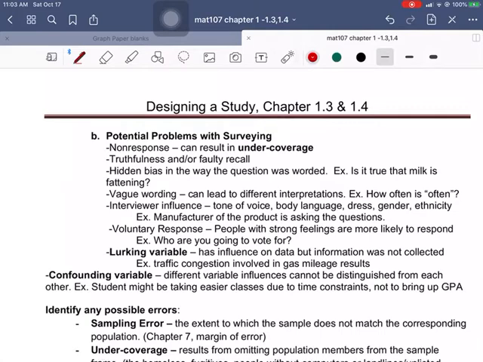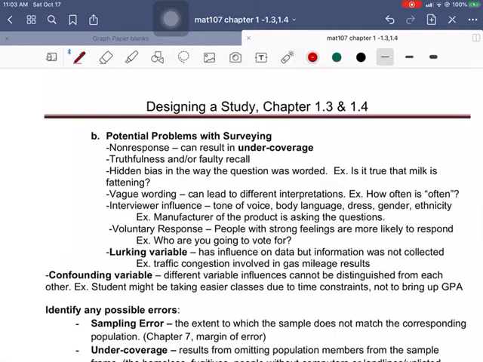And then you have interviewer influences: tone of voice, body language, dress, gender, ethnicity. Sometimes when the manufacturer of a product is asking the questions, they can ask it in such a way that it manipulates what your responses are. If your teacher is asking you about things, you may be intimidated and answer a different way than if a friend, a peer, asked you something, right?